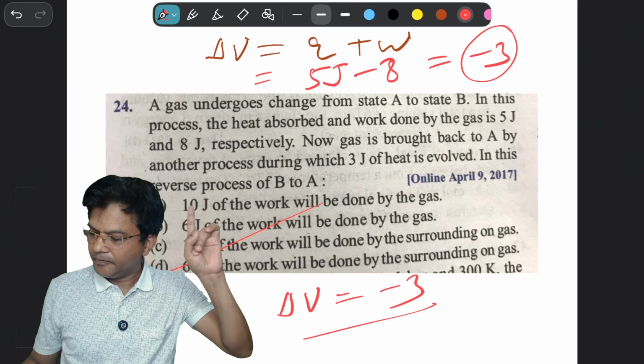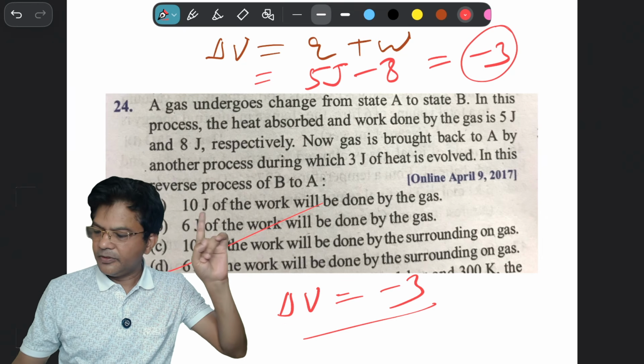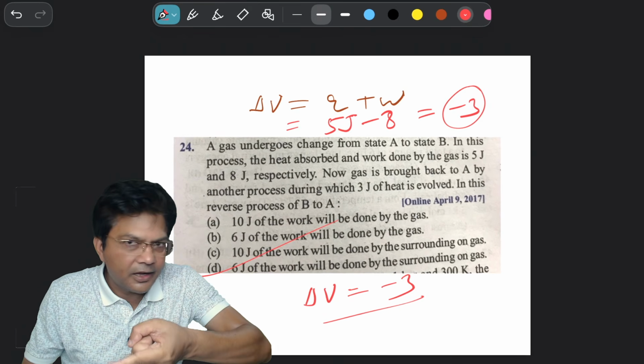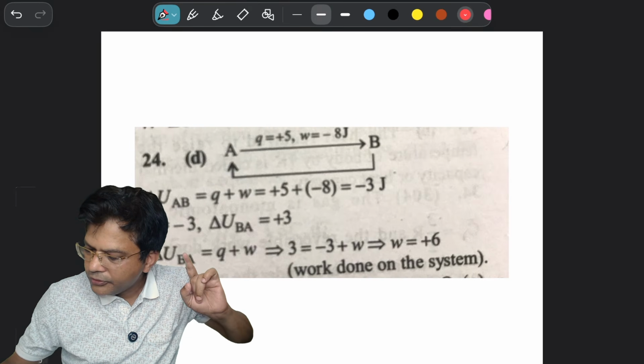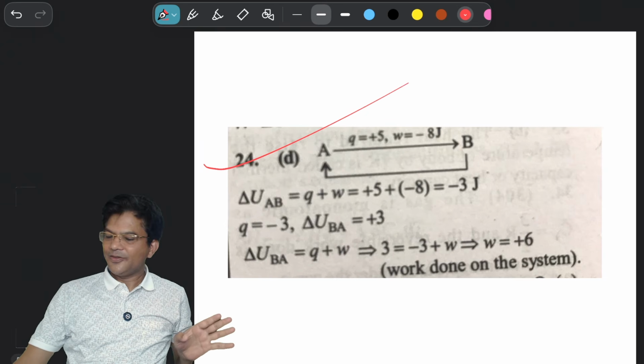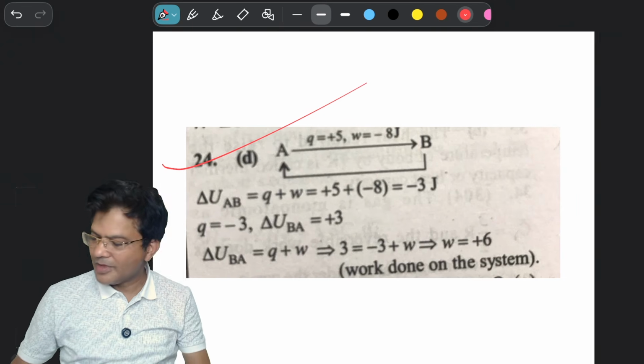I have solved this question earlier, because I explained the earlier one. If you want to see the written material, you can see from here. Now, another question.